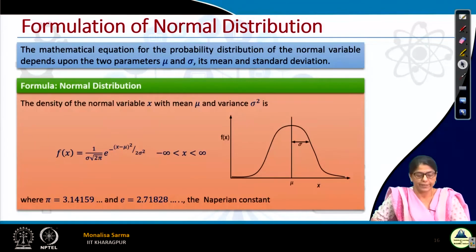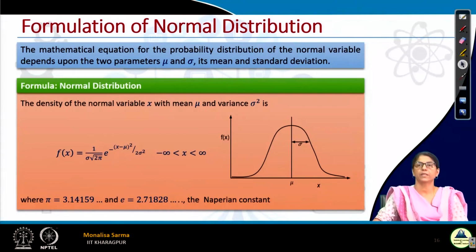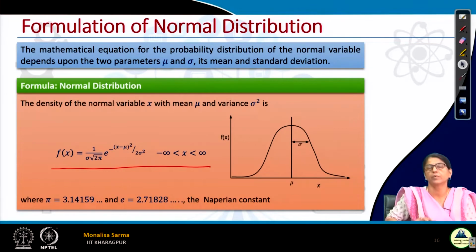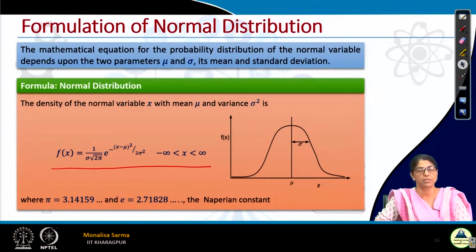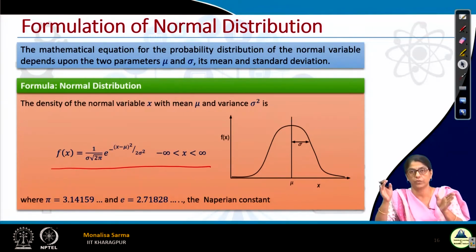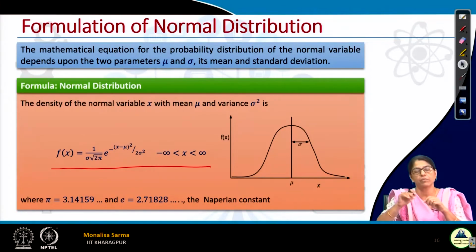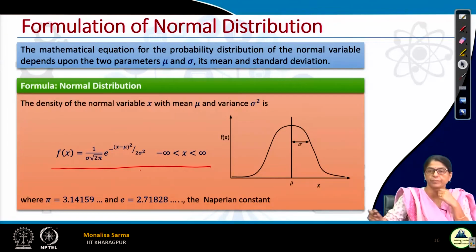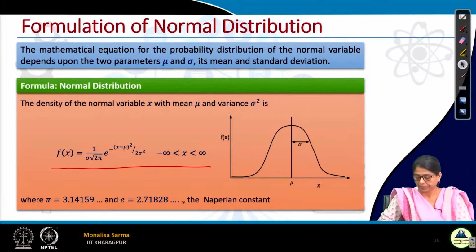Now, this is the probability density function for the normal random variable. If x is a normal random variable, this is the density function. Like for the uniform distribution, what is the density function? The density function is f of x equals 1 by b minus a, where x ranges from a to b. Here x ranges from minus infinity to plus infinity, and my f of x is this particular expression. I will come to this expression again, but before that let us see some shapes of the normal distribution.